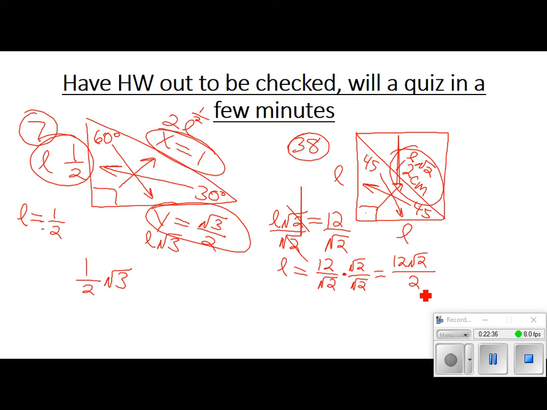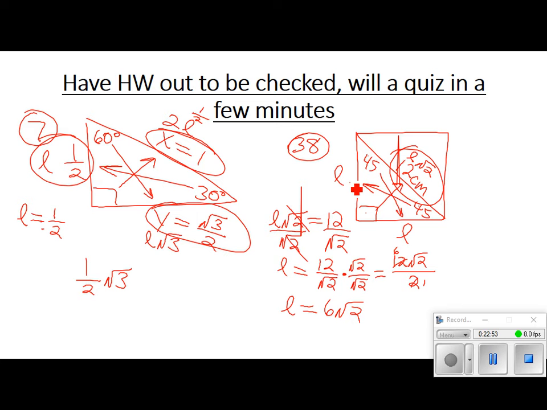Now what can you do with that? Simplify. What will go into both 2 and 12? 2. 2 will go into 2 once. 2 will go into 12 6 times. So after all that, you end up with L equals what? 6 radical 2.